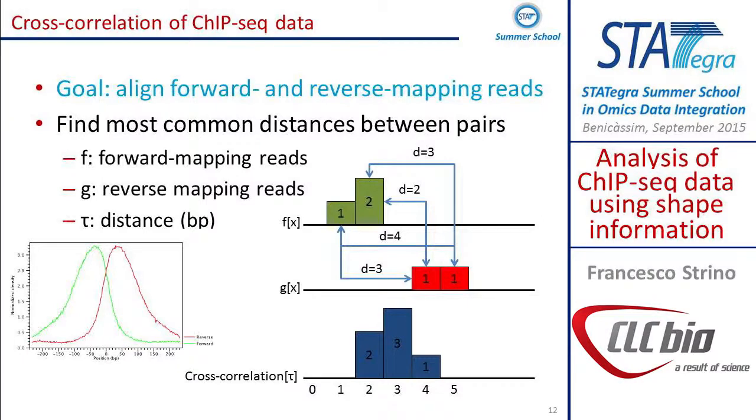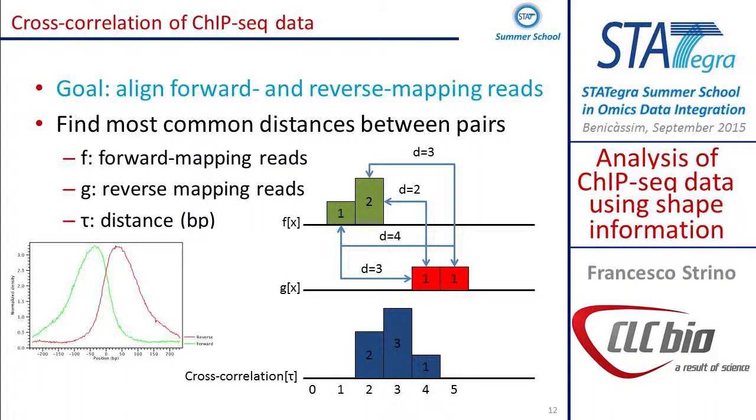Okay, I'm going to start from the beginning because I hope nobody has ever heard of this before, so I can take it slowly and not be too boring. The idea of cross-correlation is that we have, as I was saying before, forward and reverse mapping reads. Forward will be the green that I had before, and reverse will be the red. The main point is we want to align them. Since they are generally shifted, we want to find how big the shift is.